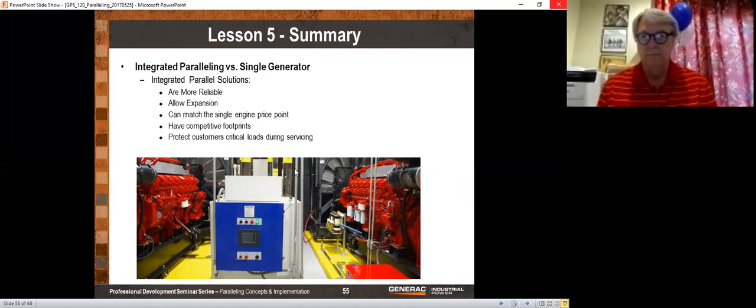Great. Thank you, Craig. We do have a couple of questions here. Let's start with this one: when paralleling generators, do you typically see them having similar fuel consumption? If not, does it indicate a problem?